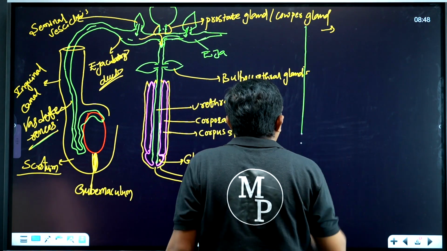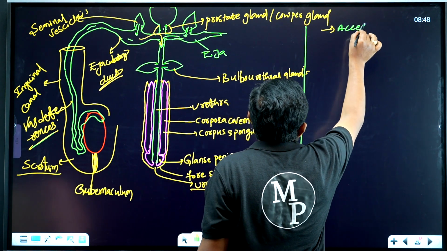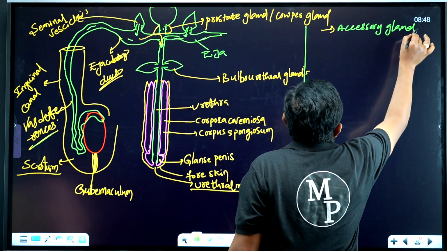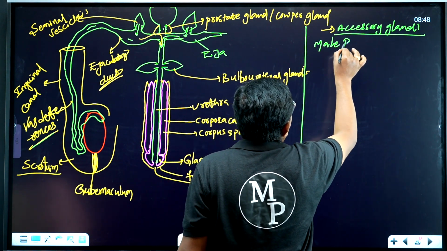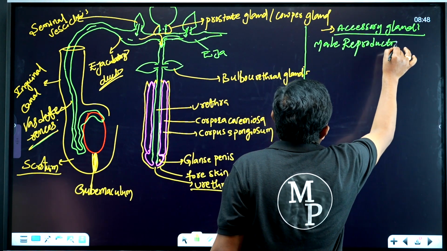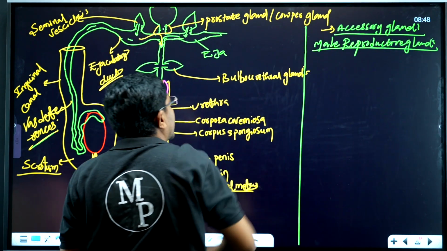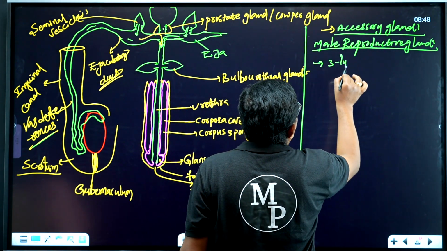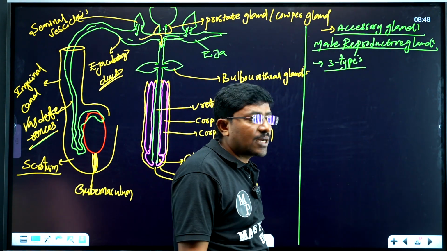Accessory glands are male reproductive glands. In total, how many are there? Three types of male accessory glands are there.